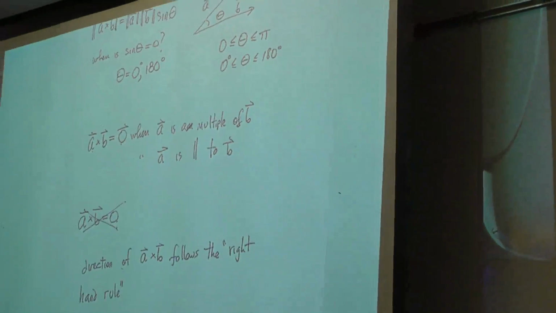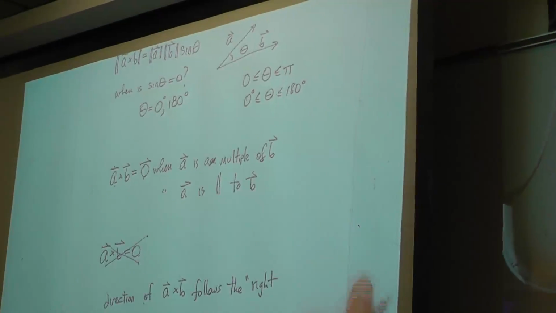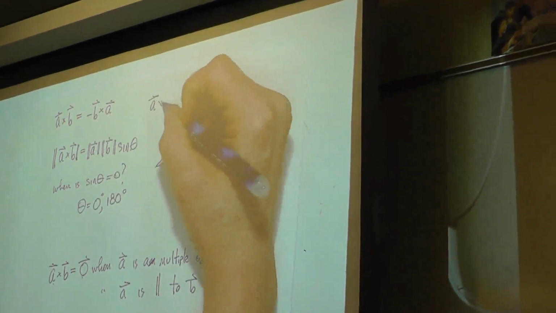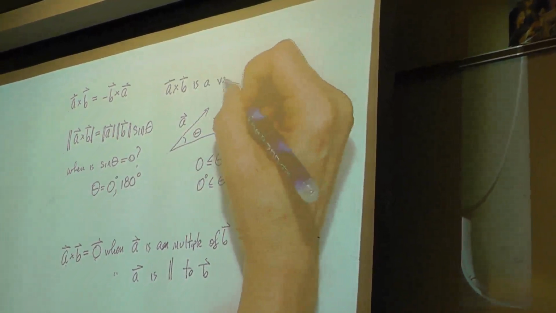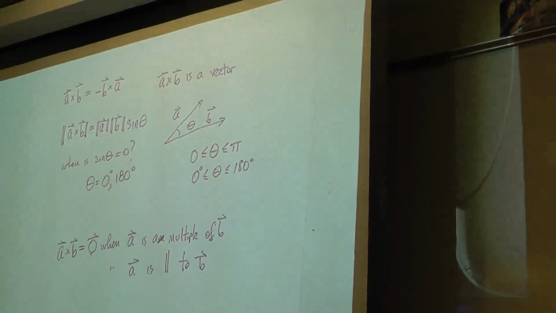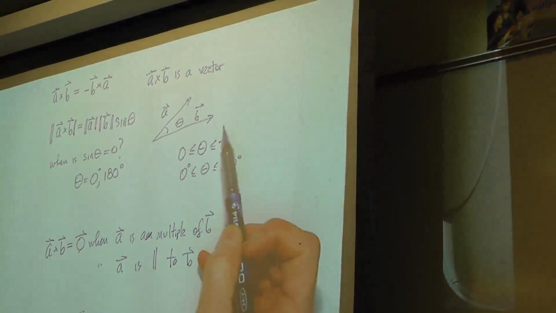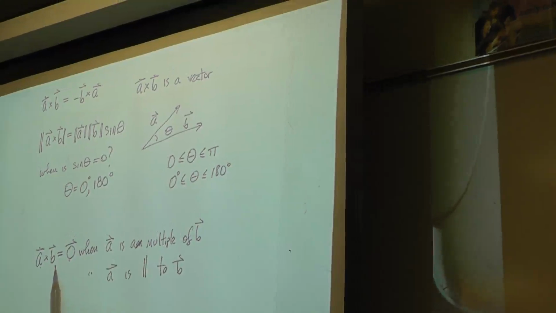So I guess these become the key points here. A cross B is the negative of B cross A. This is its magnitude. A cross B is a vector, not a scalar. It's got this magnitude. If my two vectors are parallel, their cross product is 0.